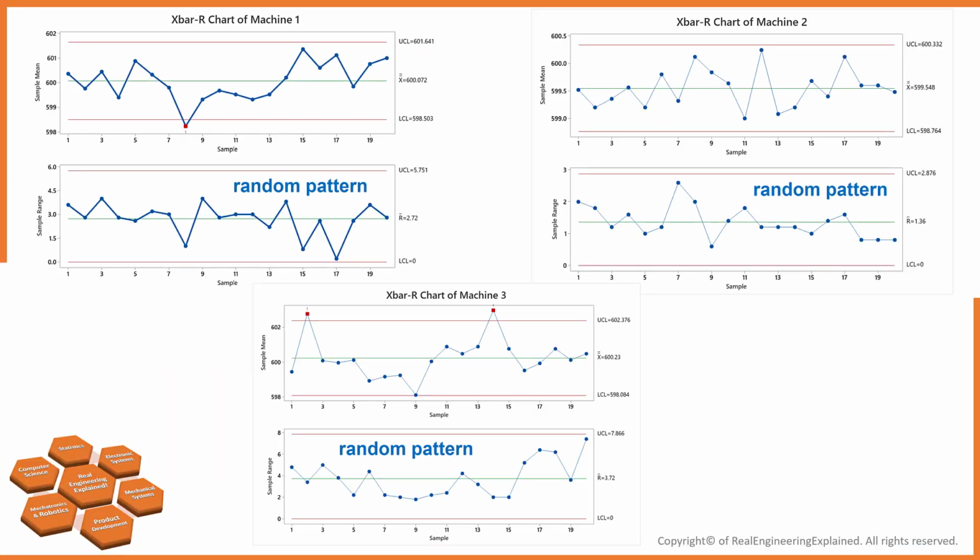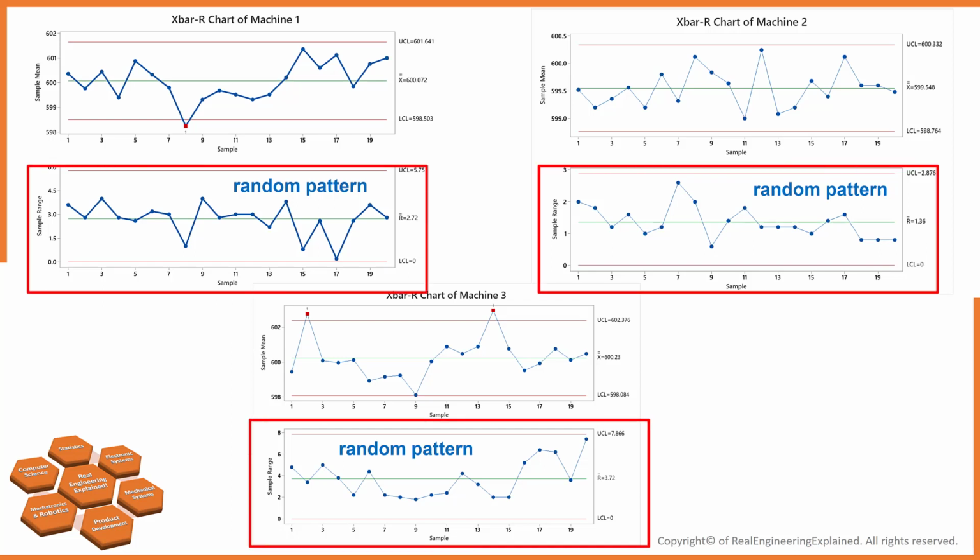Minitab will create 3 Xbar R charts, 1 chart for each machine. The engineer looks at the R chart first because if the R chart shows that the process variation is not in control, then the control limits on the Xbar chart are inaccurate. The R charts for all 3 machines show that the process variation is in control.